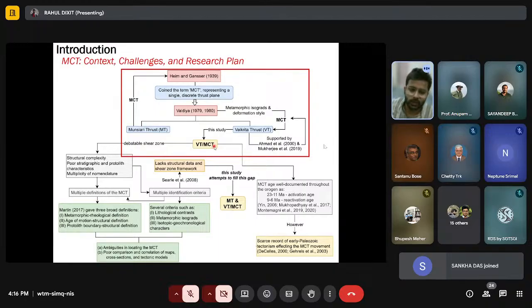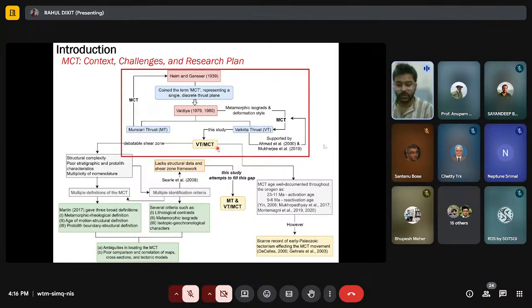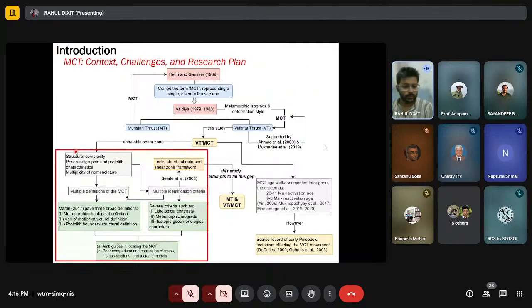Now, the question arises: why is this thrust, the main central thrust or the Vaikrita thrust, which we are calling so in the Garhwal and Kumaon Himalayas, a debatable shear zone? There are several reasons. One is the structural complexity of the Himalaya because of the multiple deformation and metamorphic events that have occurred. Another is the poor stratigraphic and protolith characteristics of the hanging wall and footwall rocks that are present there. So many times it becomes difficult to identify and separate the footwall Lesser Himalayan rocks from the hanging wall Greater Himalayan rocks.